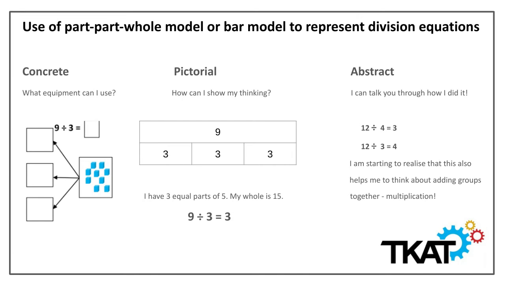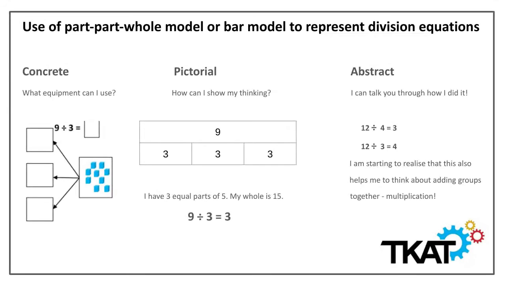In the concrete example with cubes, the children can clearly see that 9 is the whole. There are 9 cubes in the box representing the whole. Next to the whole, there are 3 parts. Because we are dividing, these parts must be equal. The children can then physically move the cubes into the parts, sharing them equally, which links back to the Year 1 method, sharing objects into groups. They will work out that each part has 3 cubes, therefore 9 divided by 3 is equal to 3.